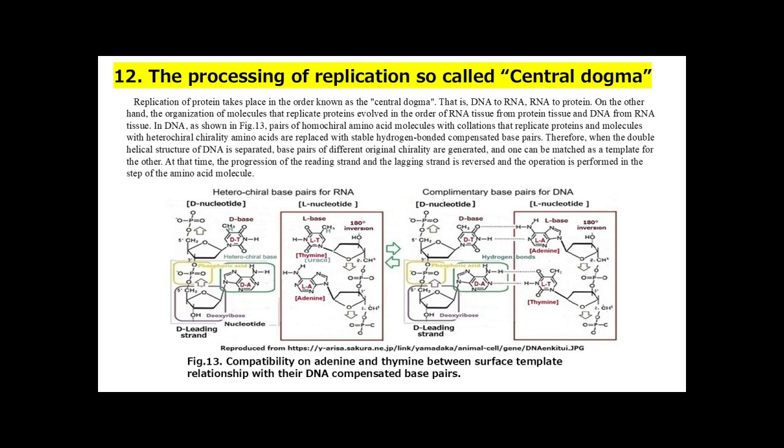In DNA, as shown in Fig. 13, pairs of homochiral amino acid molecules with chelations that replicate proteins and molecules with heterochiral amino acids are replaced with stable hydrogen-bonded compensated base pairs. Therefore, when the double helical structure of DNA is separated, base pairs of different original chirality are generated, and one can be matched as a template for the other. At that time, the progression of the leading strand and the lagging strand is reversed and the operation is performed in the step of the amino acid molecule.